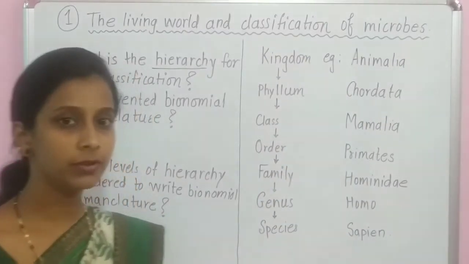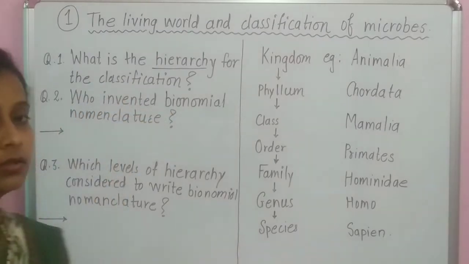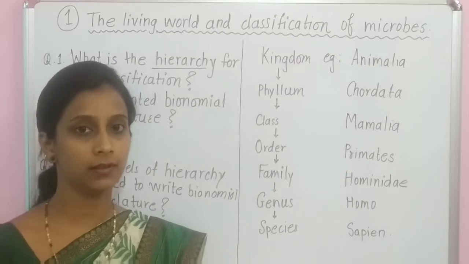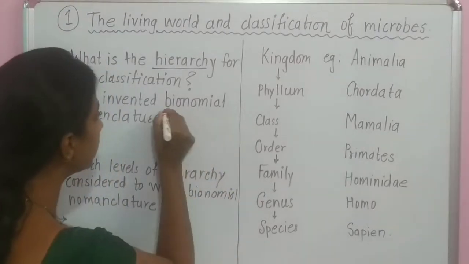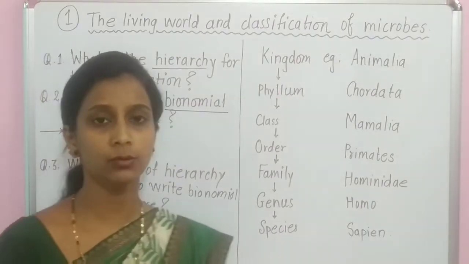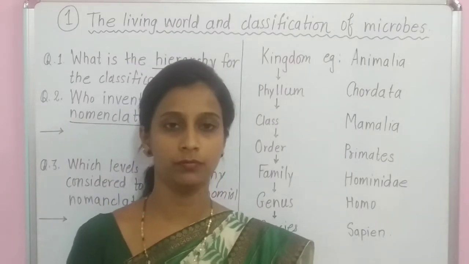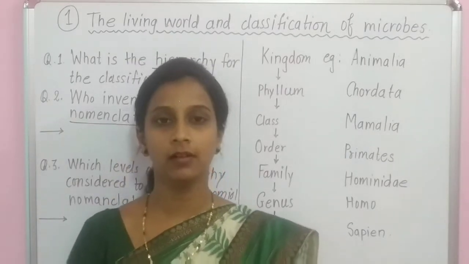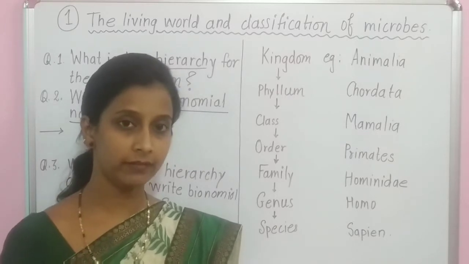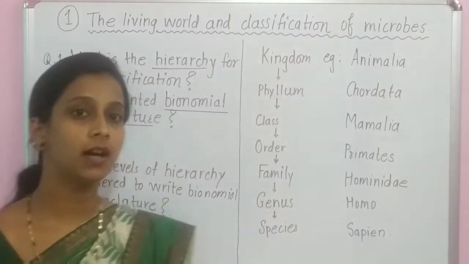Okay. Now come to the second question, that is, who invented the binomial nomenclature system? Let us see first what binomial nomenclature is. Now again we will take the example of the fruit mango. We know mango very well. Mango is the name of the fruit in the English language. In Hindi it is called aam. In Marathi it is called amba.